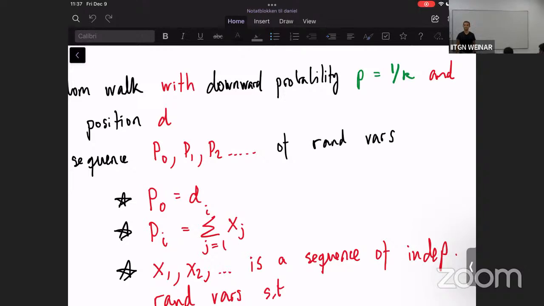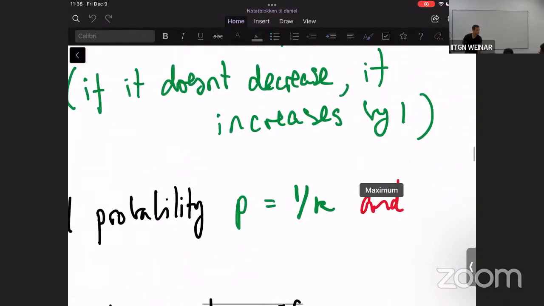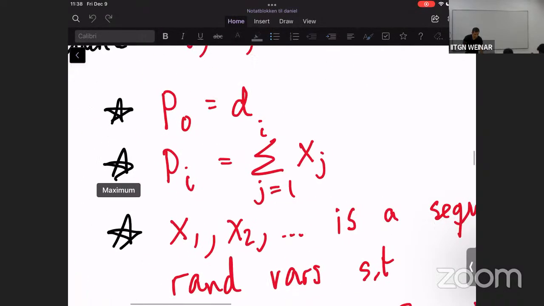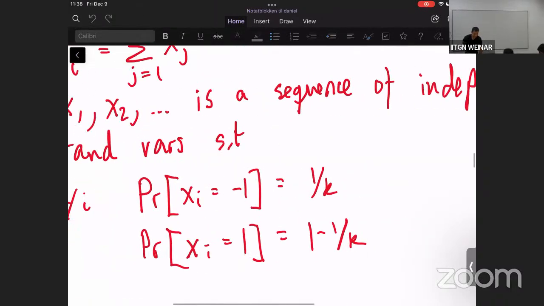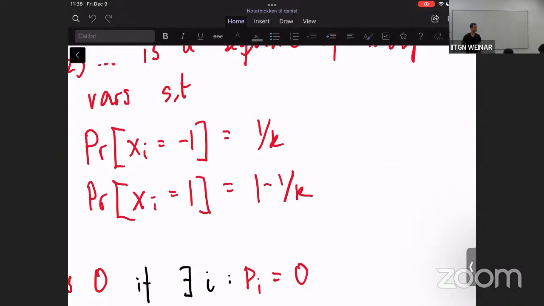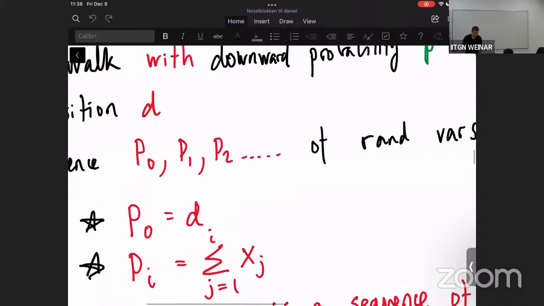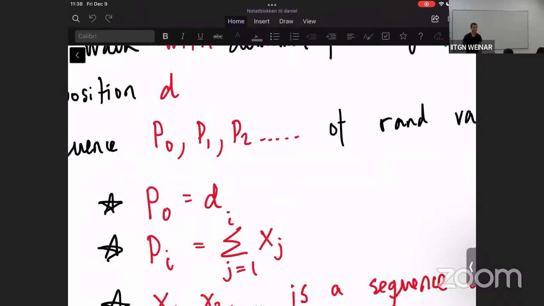So far, there is no connection between the algorithm and the walk. We're just studying a random walk and its properties. It has nothing to do with the algorithm, but I will give you a claim that connects the two. Yes, p here is equal to 1 over k. pi is the sum over the xj's, where the xj's are a sequence of independent random variables. And p0 is equal to d, so d is the starting position.